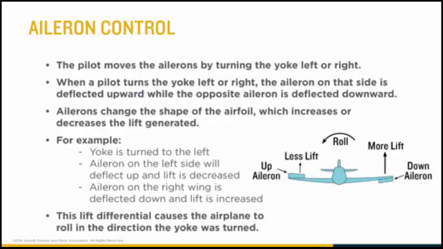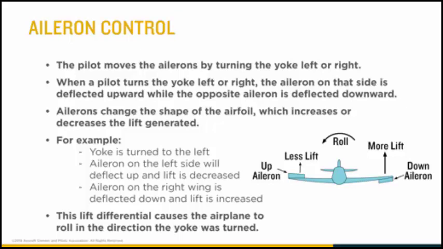Alright, so ailerons are located on the outboard trailing edge on the wings of an airplane. When a pilot turns the yoke left or right, the aileron on the side deflects upward while the opposite aileron deflects downward. For instance, if the yoke is turned left, the left aileron goes up while the right aileron goes down, and the airplane rolls left.